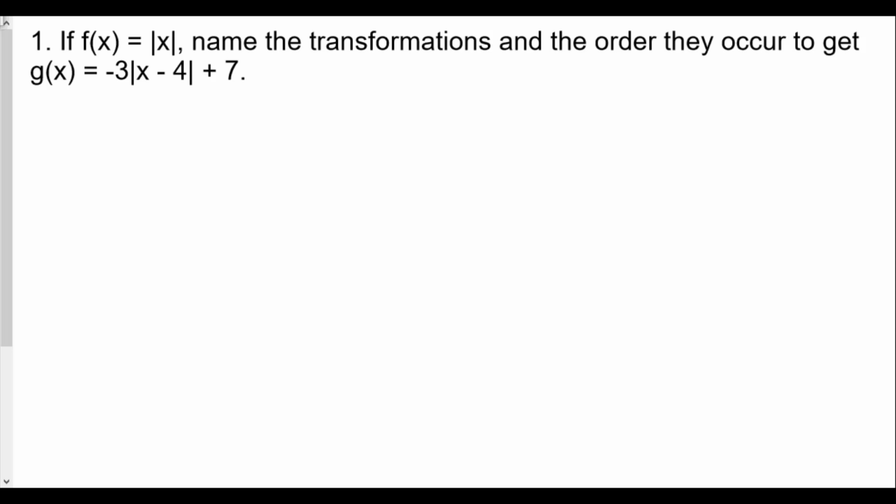So we take a look in this case and ask, is there a parenthesis? Well, the absolute value acts like a parenthesis here. So we see here x minus 4. The very first thing we see is x minus 4, which is going to be a shift or translation. And because it's subtracting from the x, it's going to be a horizontal shift.